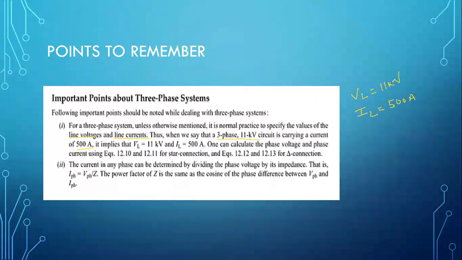kV. Here k is small and V is capital. Okay, and this corresponds to 11,000 volts. So this is one normal practice. One can calculate the phase voltage and phase current depending on whether it is a star connection or delta connection. Now the current in any phase can be determined by dividing the phase voltage by its impedance. That is, I phase is equal to V phase divided by Z.